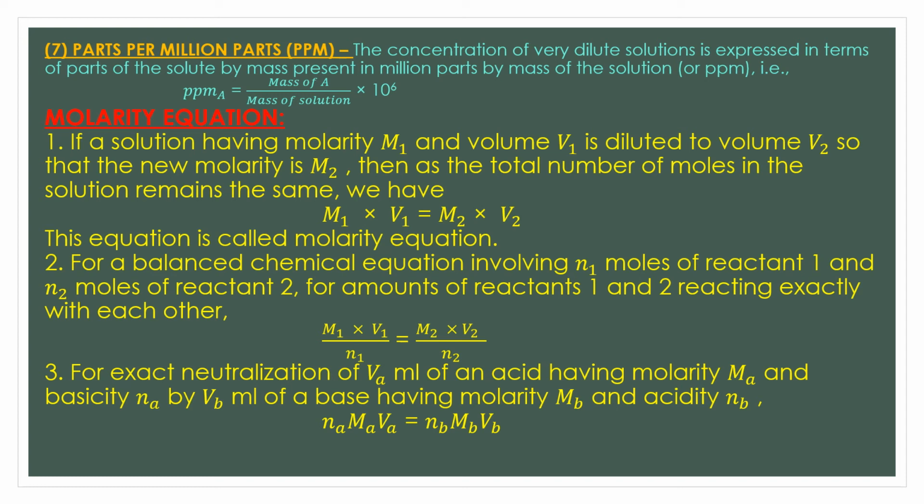The third equation is for exact neutralization of Va mL of an acid having molarity Ma and basicity na, by Vb mL of a base having molarity Mb and acidity nb. So again we have one molarity equation, that is na Ma Va equals nb Mb Vb. Using these equations we can solve some molarity questions. We will use these equations later on.